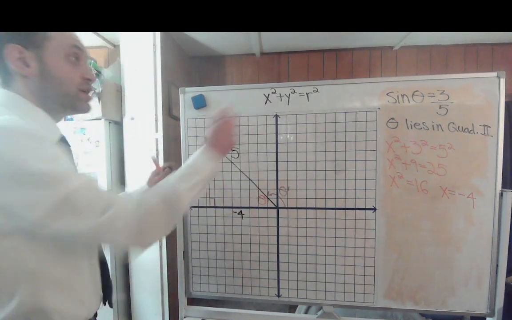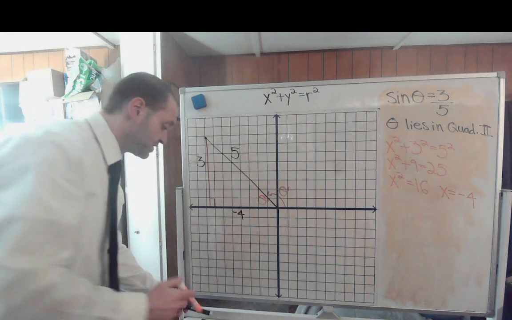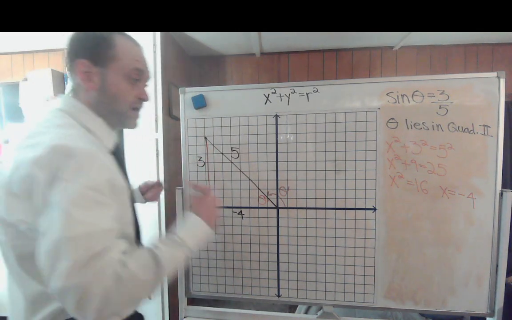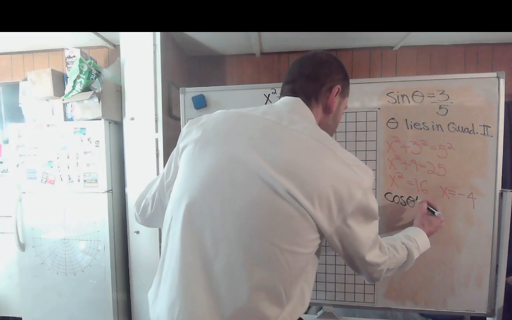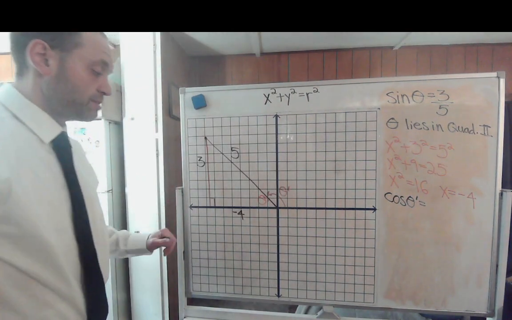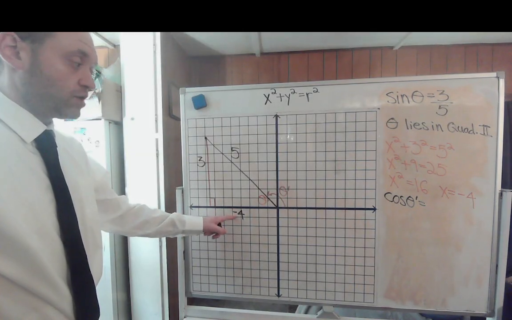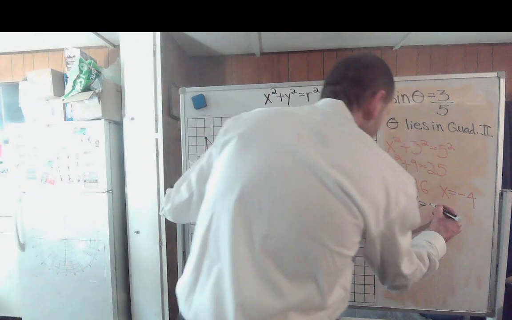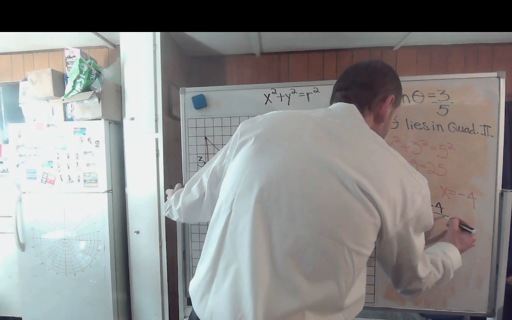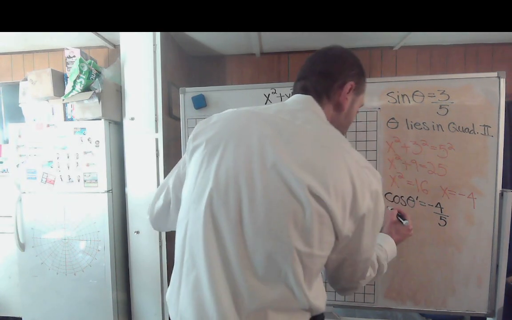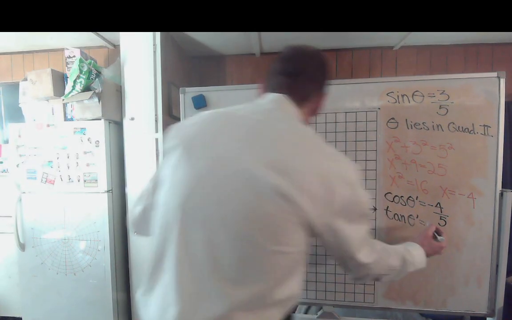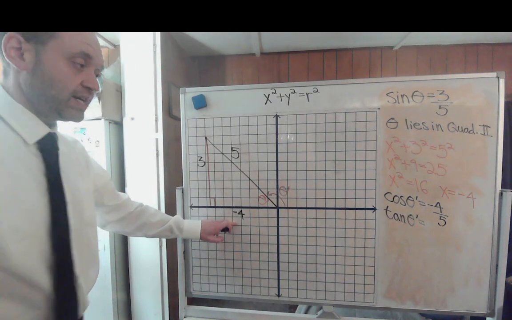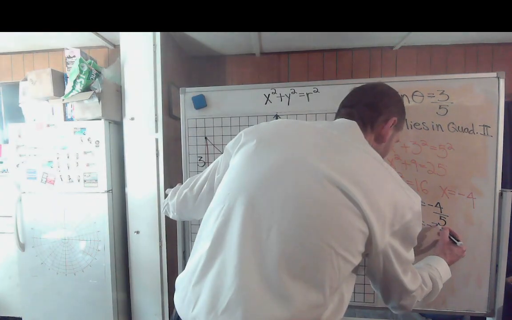Alright, so we already know the sine. That's 3/5. That's easy. Let's go ahead and find the cosine. That cosine of theta is going to end up being adjacent over hypotenuse. That would be -4/5. Let's go ahead to the tangent of theta. So that's going to be opposite over adjacent. You would get -3/4.